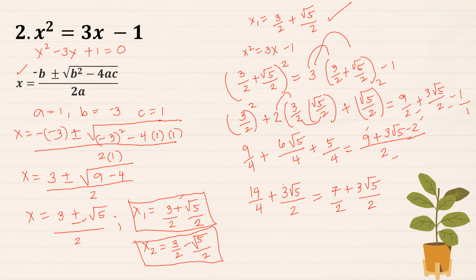So remember that the 14 over 4 can be reduced by dividing 14 by 2 as well as 4 by 2. This will become 7 halves plus 3 square root of 5 over 2, is equal to 7 halves plus 3 square root of 5 over 2. Therefore, they are equal.